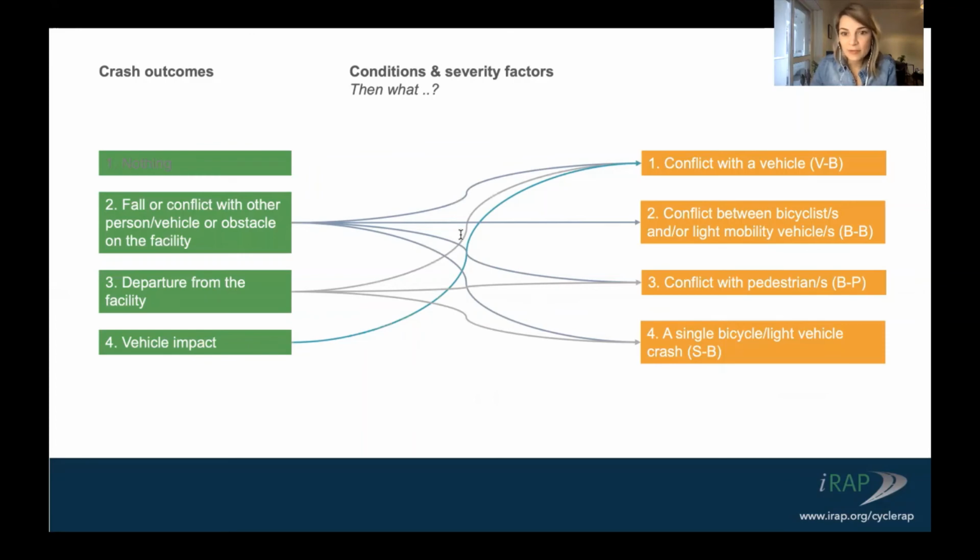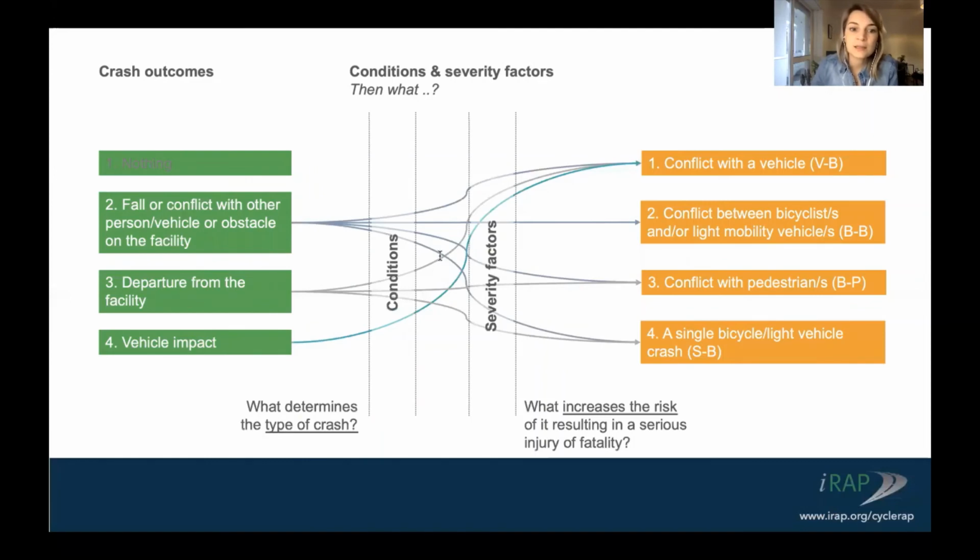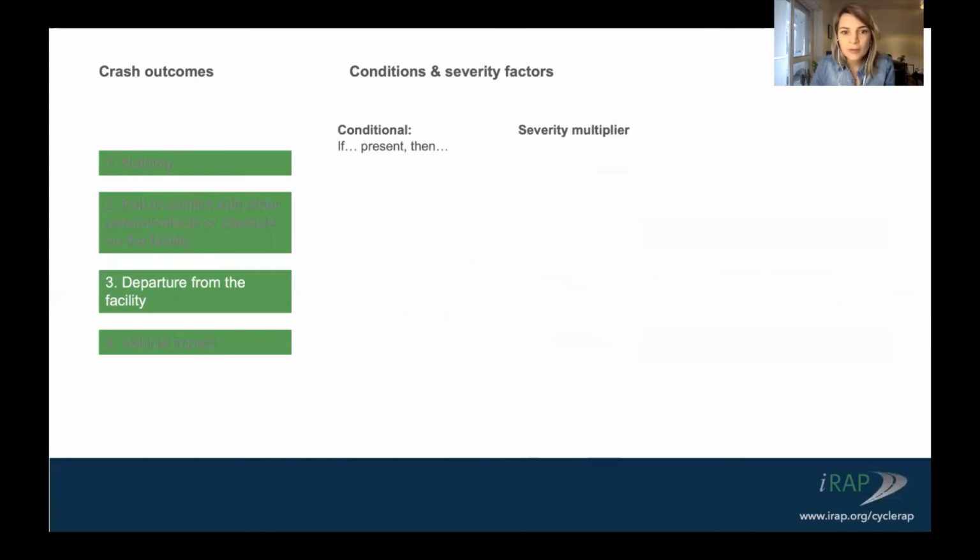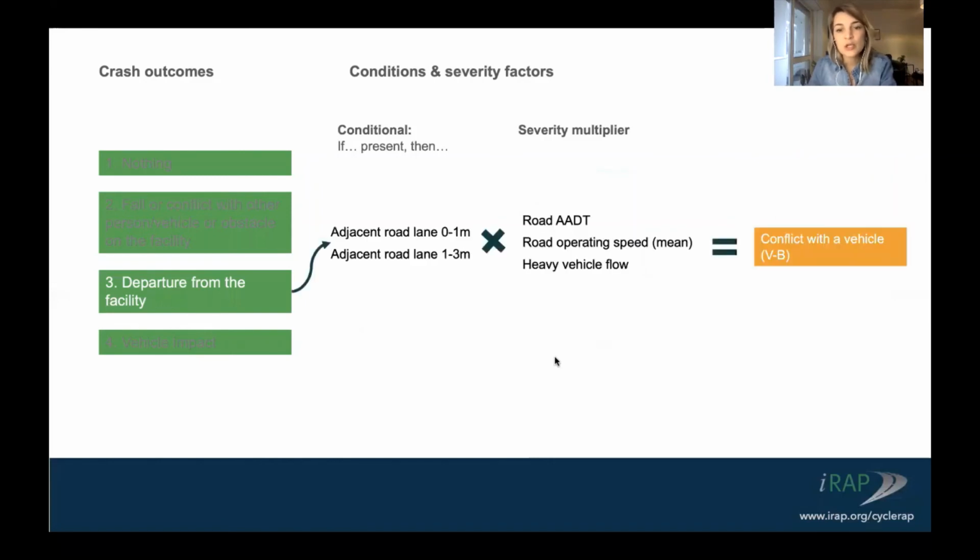But to understand the type of crash that will happen, or how risky it is, or how the risk increases, we have the conditions and the severity determinants. I will not go through all the conditions, but just to give you an example here, suppose the cyclist departs from the facility and there is an adjacent road lane recorded. In that case, the number of vehicles on the road, the mean speed, and the presence of heavy vehicles will act as multipliers to increase the risk and produce the score for the conflict with the vehicle.